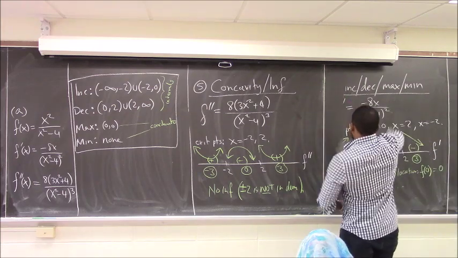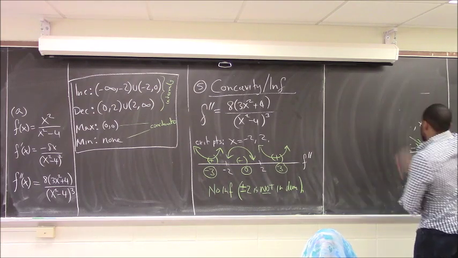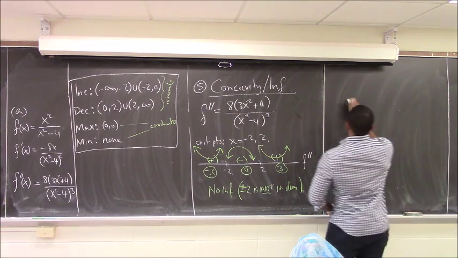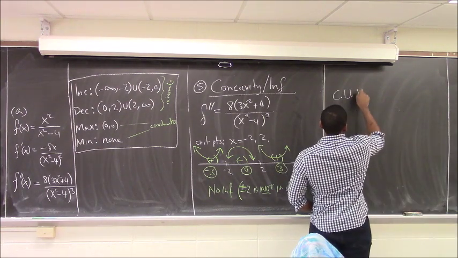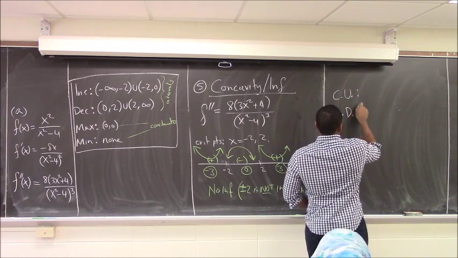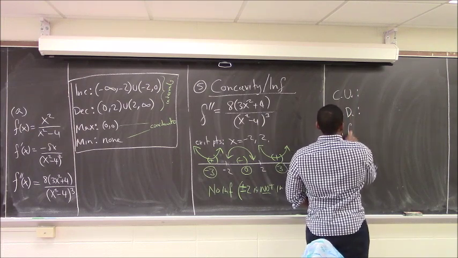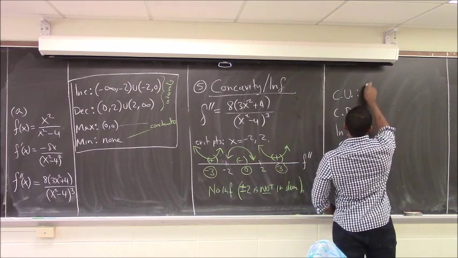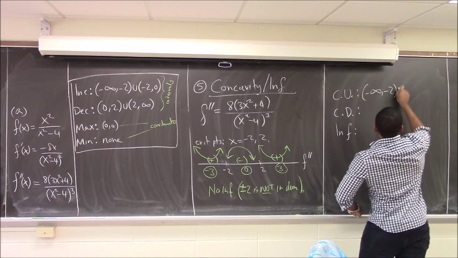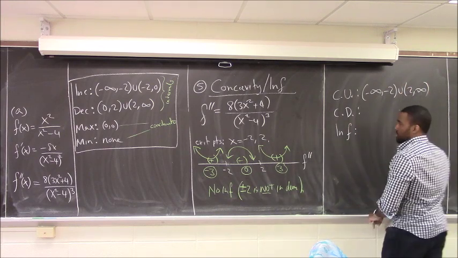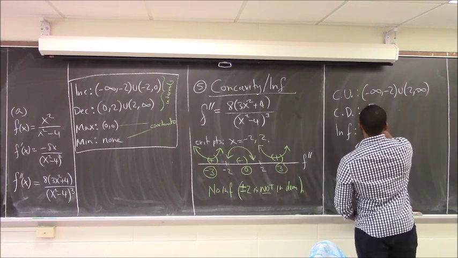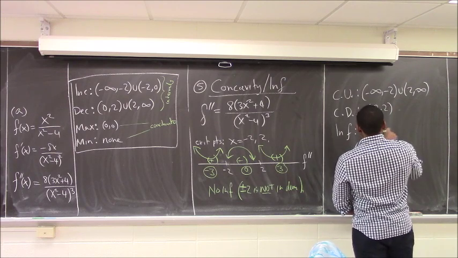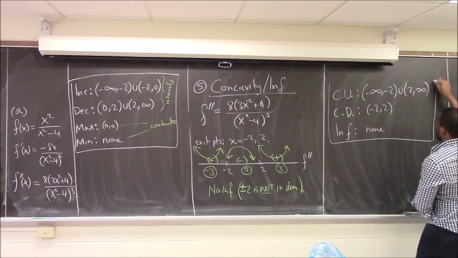So then I can summarize that information. Talk about the intervals of concavity. Where is it concave up? Where is it concave down? Where are there inflection points? So I can see here I'm concave up from -infinity to -2, and from 2 to infinity. I am concave down between -2 and 2. Inflection points, I have none. Is that part of the question?